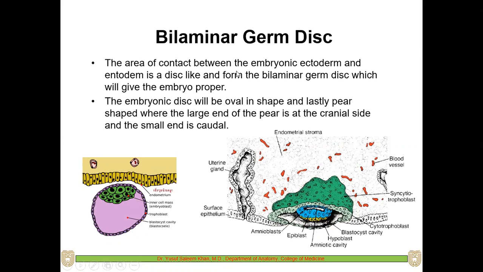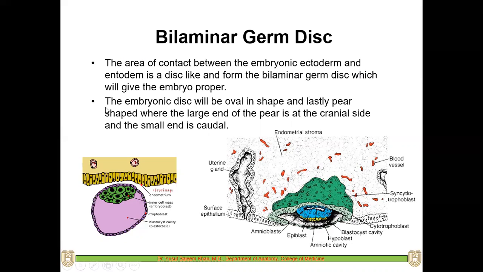The area of contact between the embryonic ectoderm and endoderm is disc-like, as we saw. This is disc-like and forms the bilaminar germ disc. So it is two layers, and it will give the embryo proper. Later, it develops from this two-layer structure. The disc will develop into the embryo proper.